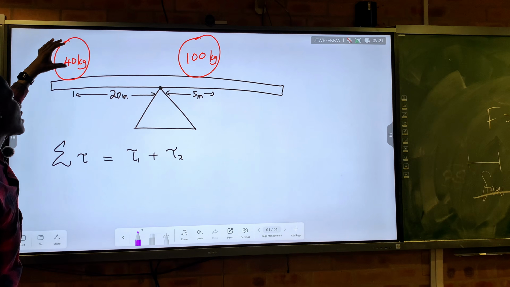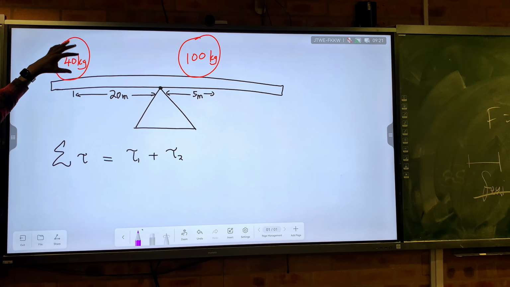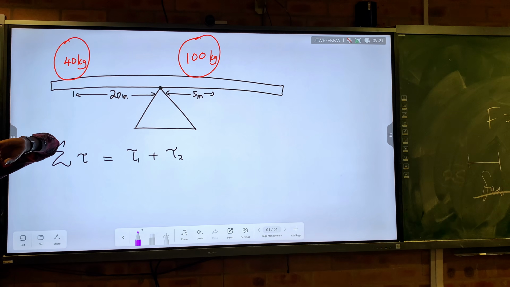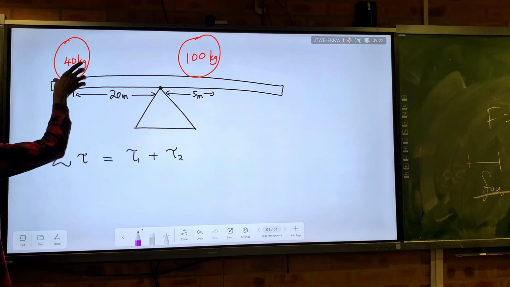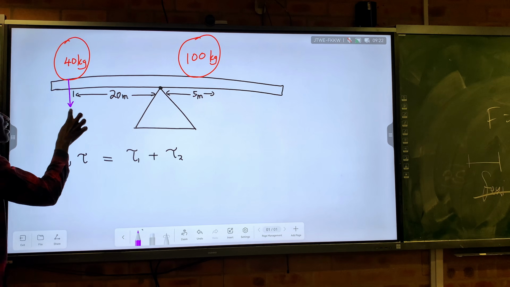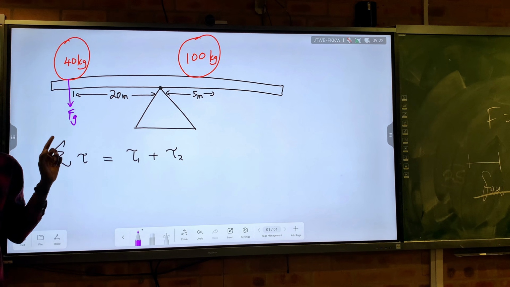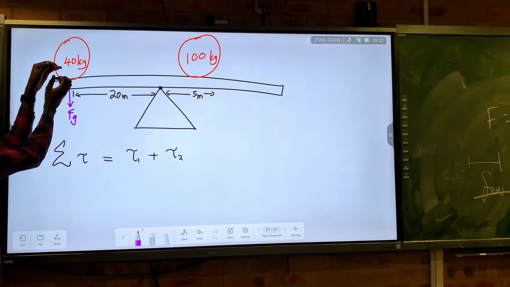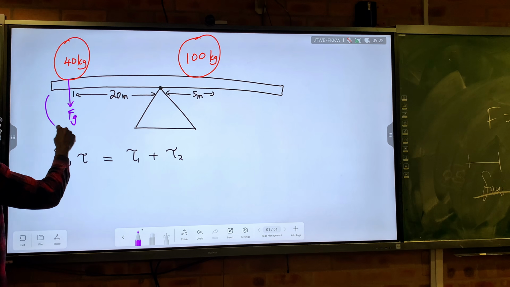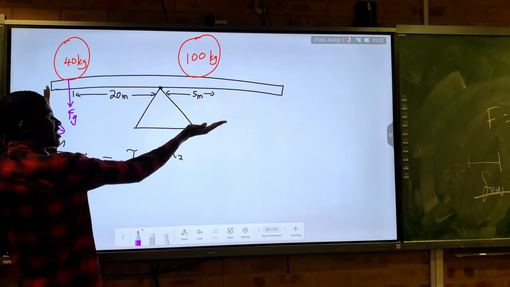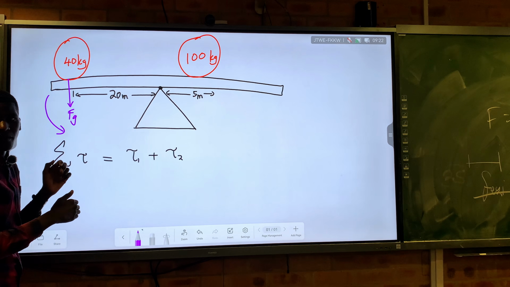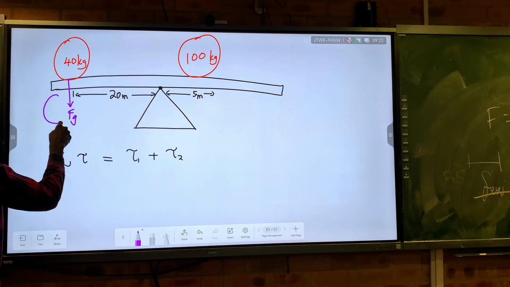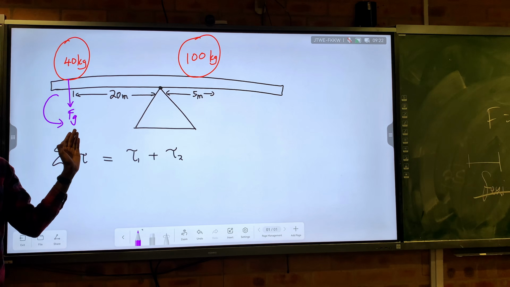Torque 1, 40 kg. If 40 kg was applied here, it will cause this to rotate anti-clockwise, no matter clockwise. Anti-clockwise, yes, because basically we know this 40 kg is having a gravitational force, right? It's having a what? A gravitational force. So if you just place the object here, it is going to weigh this down so that it rotates. So this one is going to be a positive torque, because this force will cause an anti-clockwise rotation.